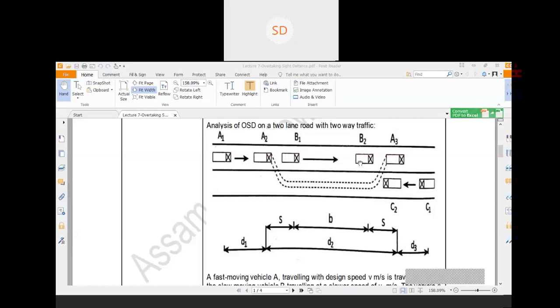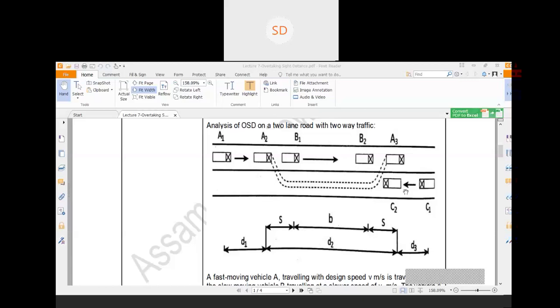It is not like that whenever you are overtaking the vehicle, the slow moving vehicle, that is vehicle B, will stop there and wait for your overtaking operation. It is not like that. Okay, whenever you are overtaking, that vehicle B will also be moving forward. So during that time, this vehicle B will move from B1 to B2. Suppose that distance is b. So your d2 distance is b plus 2s.